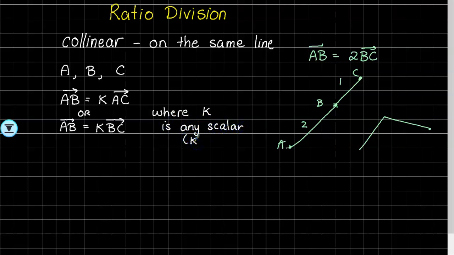Except, what value couldn't it be? Correct. Obviously, because then it's just the same point, not collinear.